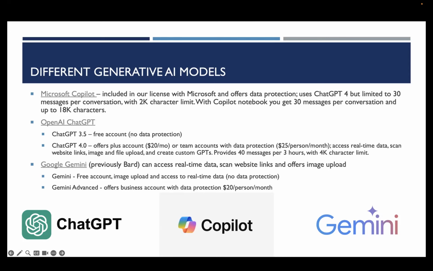And then we also have Google Gemini. This was previously called Bard, and it has access to real-time data, can scan websites and links, and offers image upload options as well. The free account offers all of this, but no data protection. But then there is a Gemini Advanced option that is available for business accounts that offers the data protection as well.